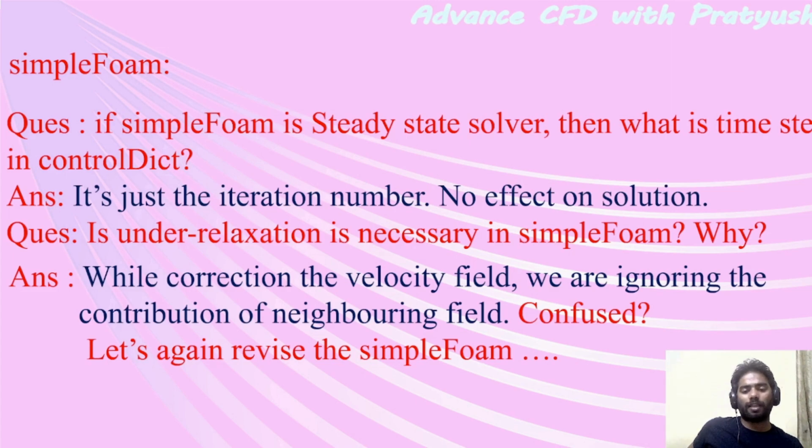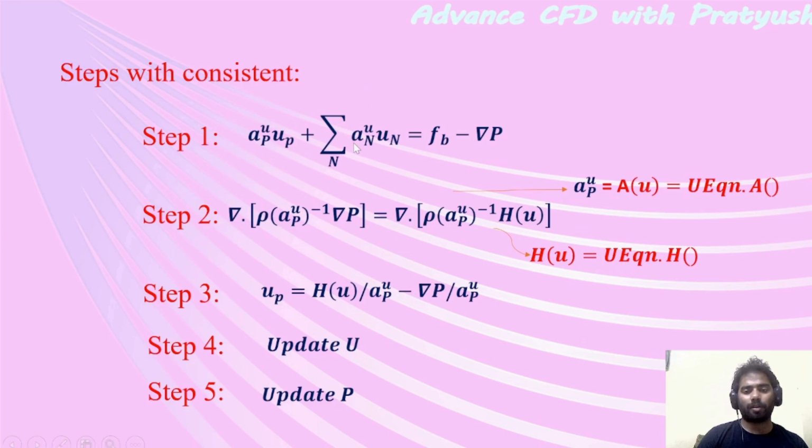Now I think you are confused here, so let me revise the SIMPLE algorithm again. After that, we are also going to derive the equation for the SIMPLEX algorithm. Then after that, we will go to the PISO and PIMPLE schemes. So this is the complete outline of this tutorial. This is the algorithm we have talked about. Here you can see this is the present cell we are talking about, these are the neighboring cells, this is the body force, and this is the pressure field.